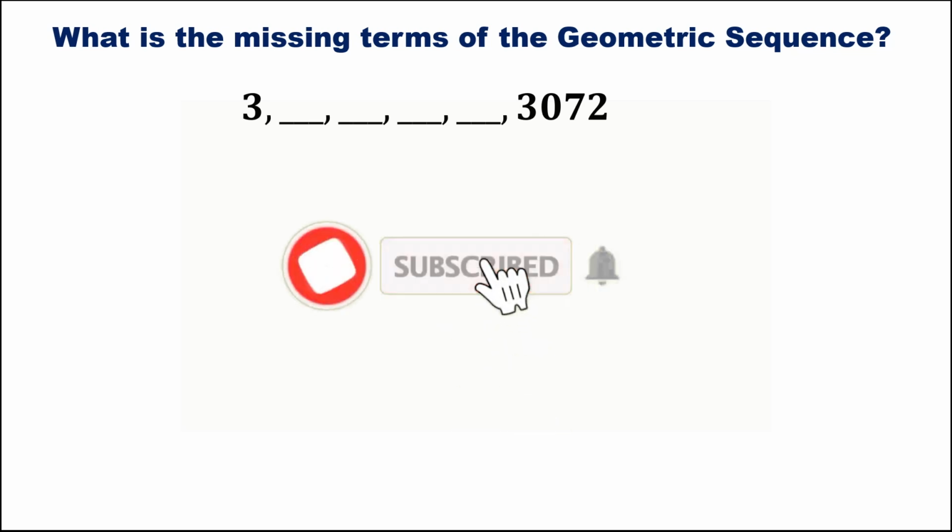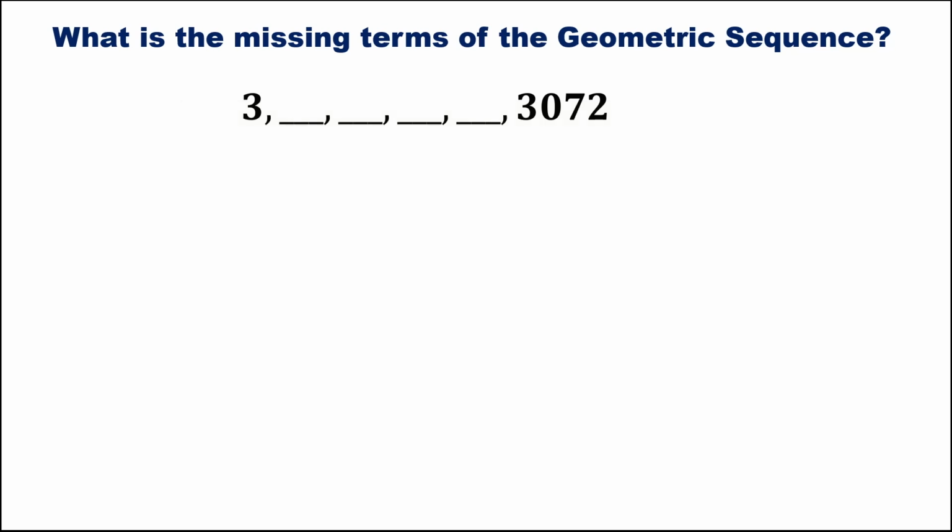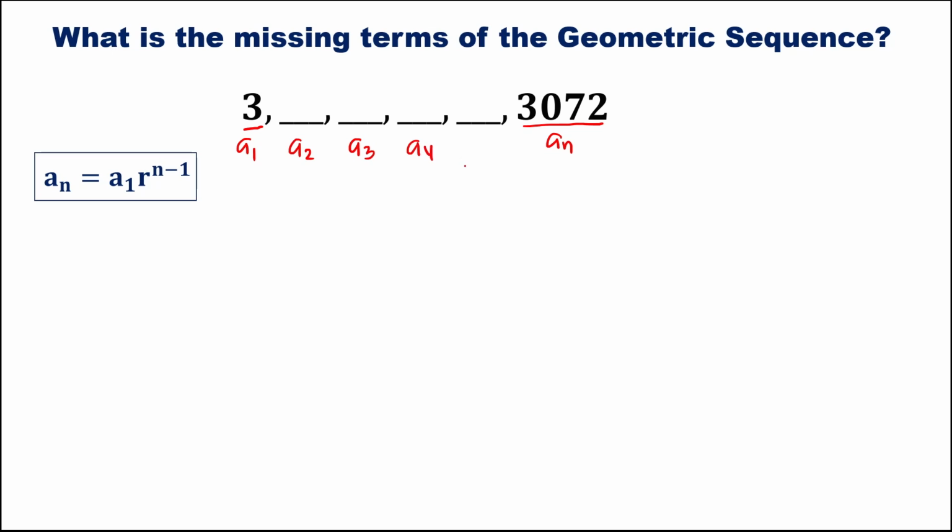So for this problem, to find the missing terms of the geometric sequence, using the geometric sequence formula. From this given, the first term is a sub 1 and the last term is a sub n. Then the second term is a sub 2. This is a sub 3 for the third term. Then a sub 4, a sub 5.